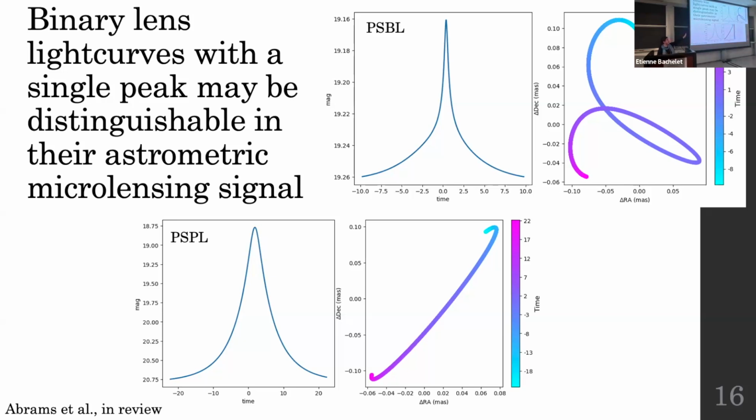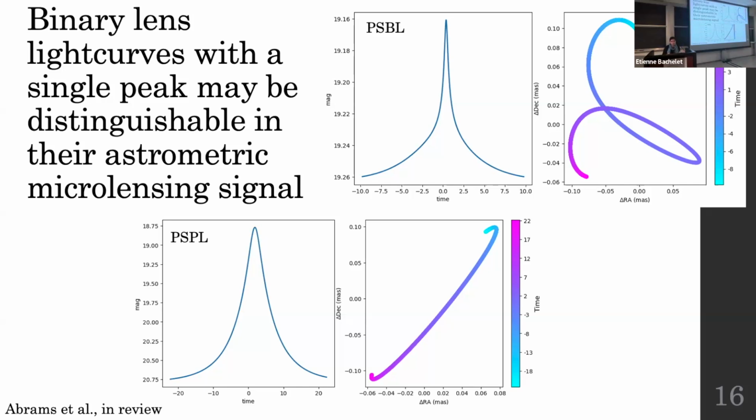But then we can also look at the binary lens up at the top. It's a relatively PSPL-looking light curve, but if you look at the astrometric signal, you can see a significant deviation from the PSPL. So if Roman is able to release the simultaneous photometry and astrometry relatively early on, we could start to be able to distinguish between these.